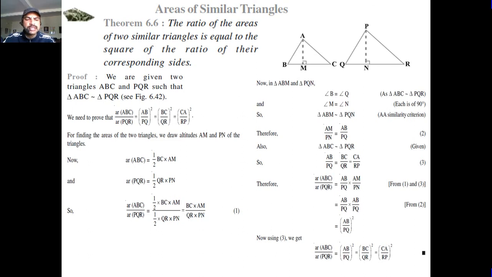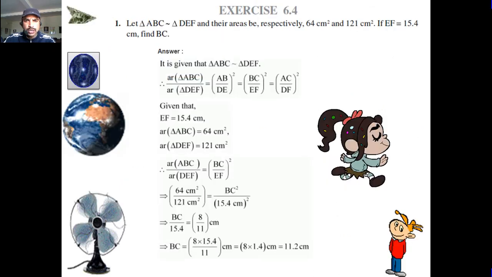Also triangle ABC is similar to PQR, given. So AB upon PQ is equal to BC upon QR is equal to CA upon RP. Therefore area of ABC upon area of PQR is equal to AB upon PQ into AM upon PN, from first and third, which is equal to AB upon PQ into AB upon PQ, which is equal to AB upon PQ whole square. Now using 3, area of ABC upon area of PQR is equal to AB upon PQ whole square is equal to BC upon QR whole square is equal to CA upon RP whole square.